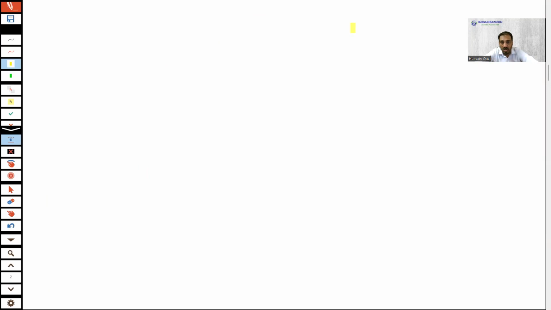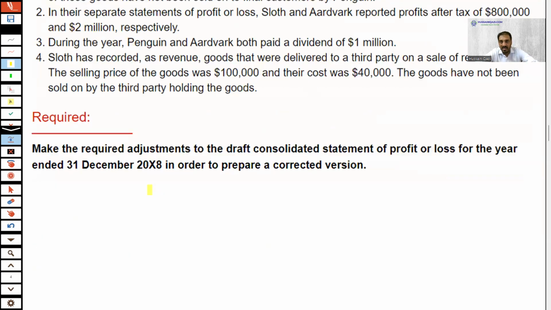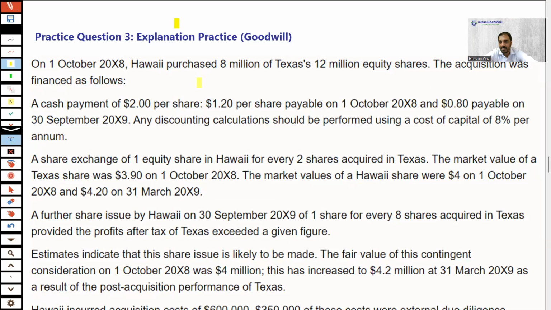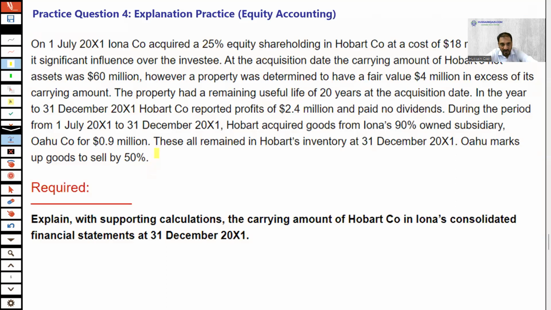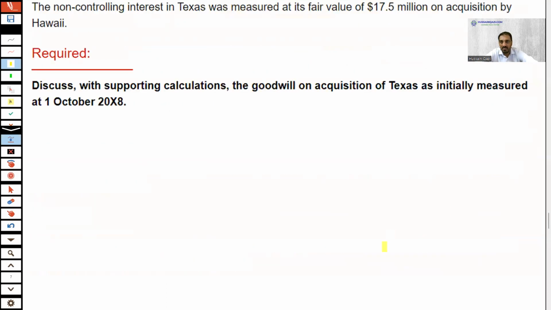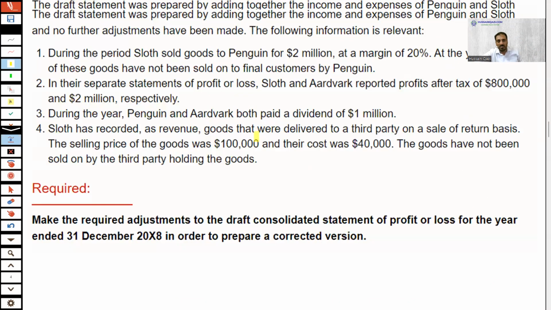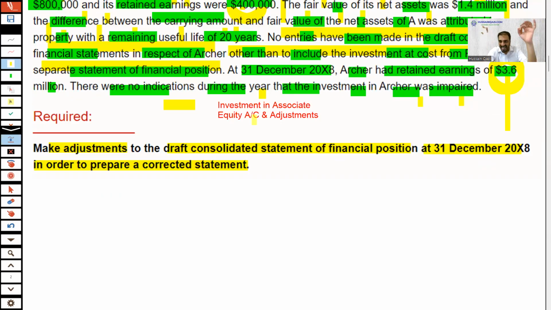Students, this document includes more questions. Number one, the consolidated income statement, which you have to work out. Number two, more questions about explanation of the goodwill. Number three, and one more, even the fourth one. More questions. I strongly suggest that first of all you must complete practice question number two. You will get the recording of practice number two, three and four as well.